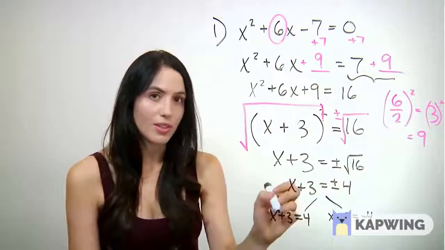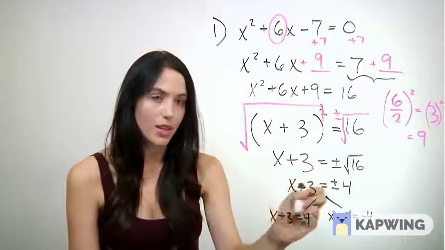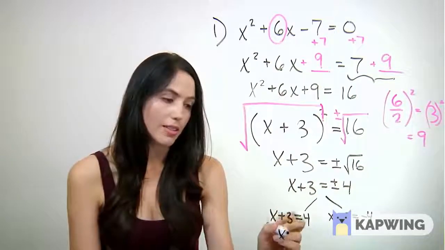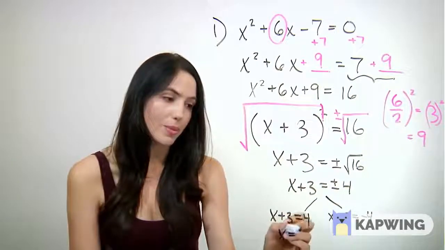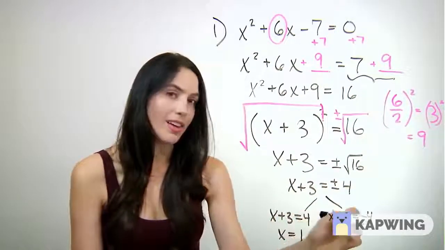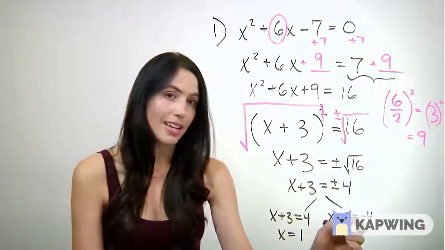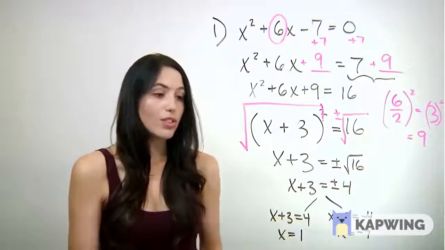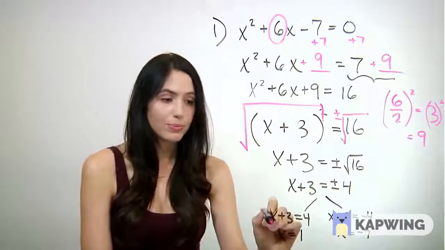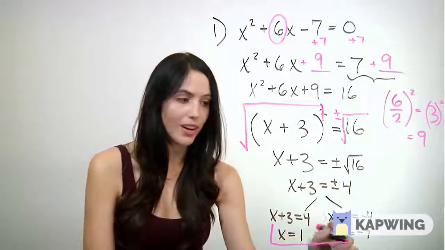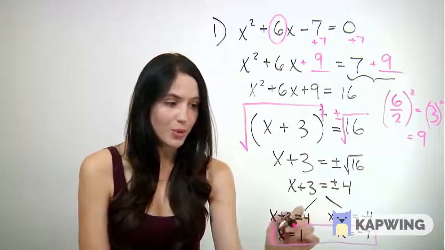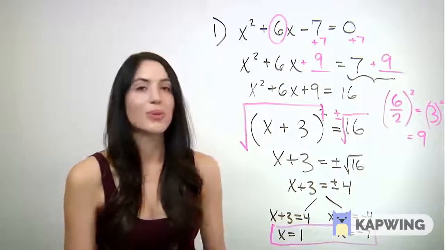So what this gives you using basic algebra, subtracting constants, is x equals 4 minus 3, or positive 1. And on this side, x equals negative 4 minus 3, which is negative 7. So your two solutions using completing the square are x equals 1 and x equals negative 7.